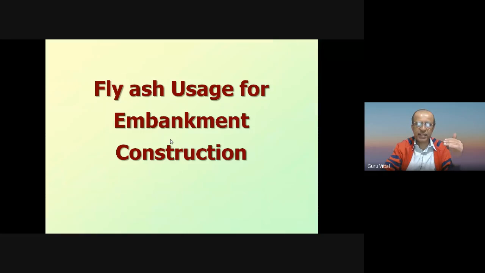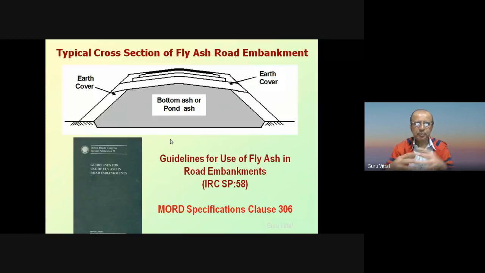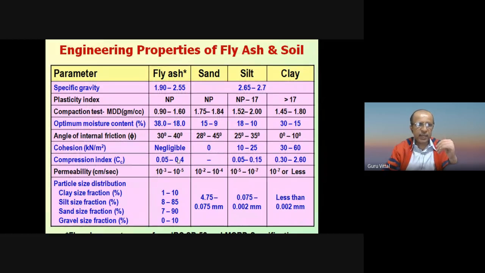Now, using the fly ash in the embankment construction, how do we use that? Actually, when we started using fly ash of this material, we used either the bottom ash or the pond ash for the embankment construction. This point I already told you. And this material, I told you, is a non-plastic material. And as you saw from this, it's a non-cohesive material also. Cohesion is negligible, I have written. It will be almost zero. So it is a non-cohesive material also.